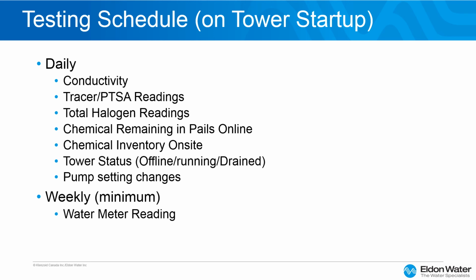So anyway, tower status: are you offline, running, or drained? And then any pump changes. You don't have to log your pumps every day, but if you make a change, please log that in the logbook. It really is helpful when we're doing the troubleshooting process. And then at the very least, you can do this daily, but at very minimum weekly, your makeup water meter reading. Again, just from an energy efficiency standpoint and a conservation standpoint, really important to do this. But it also helps a lot in the troubleshooting process as well. So thank you if you can do that.